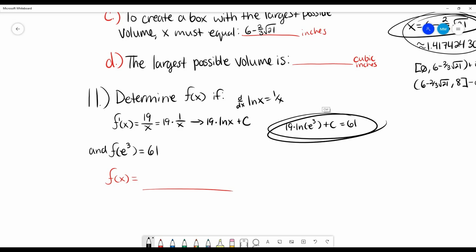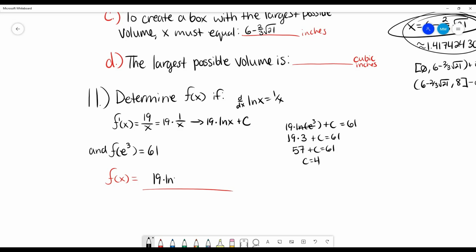Okay, but this should be true, right? So let's see, natural log of e to the power of 3. Well, that's easy. The natural log and e cancel out, and I can bring my 3 in front. So it's natural log times 3, right? And then those cancel. Plus c equals 61. 19 times 3 is 57. Therefore, c must equal 4, which means that our function is going to be 19 times the natural log of x plus 4. And that's it.